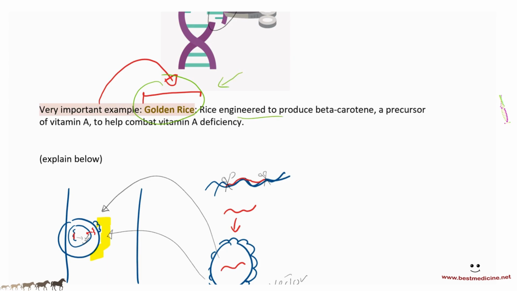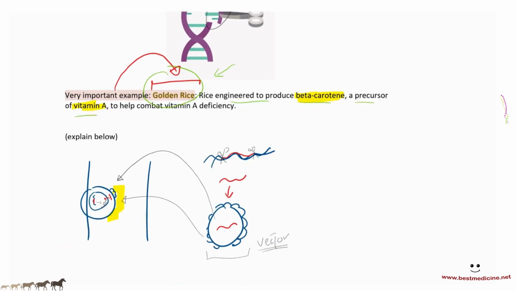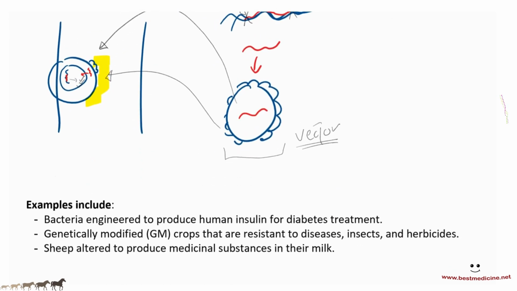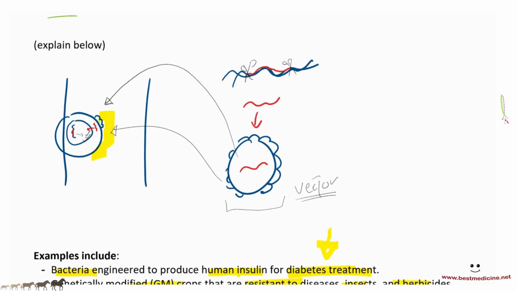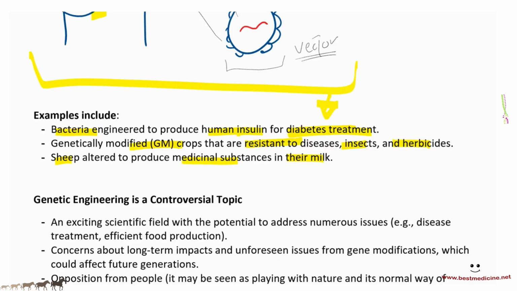Golden rice is rice engineered to produce beta-carotene, a precursor of vitamin A, and you need to know this word, okay? Beta-carotene is a vitamin A precursor, to help combat vitamin A deficiency. So examples of genetic engineering include bacteria engineered to produce human insulin for diabetes treatment, and we talked about this earlier. Genetically modified crops that are resistant to diseases, right? And we can also have sheep altered to produce medicinal substances in their milk. Or we can have gene therapy, for example, treating cystic fibrosis in this way.